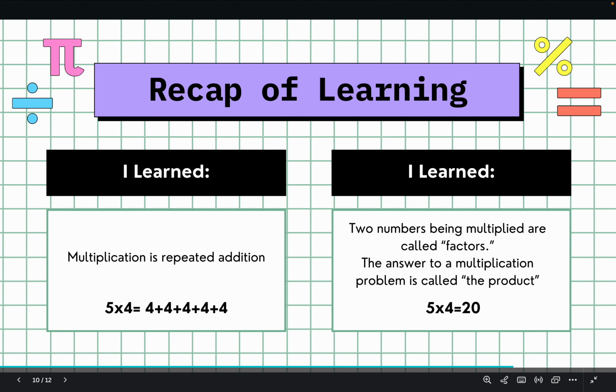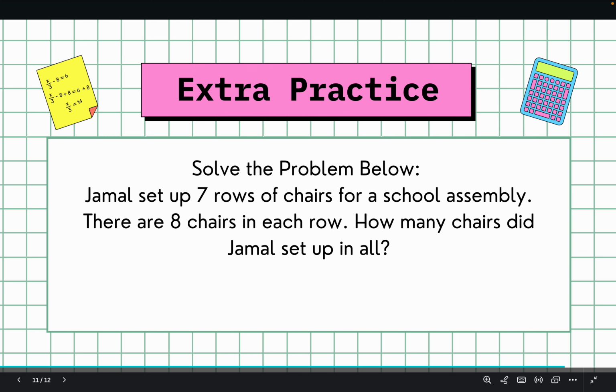Let's recap our learning for today. We learned multiplication is the same thing as repeated addition and how to identify the factors and product of a multiplication equation. Mathematicians only get better by continuing to practice the skills they've learned.